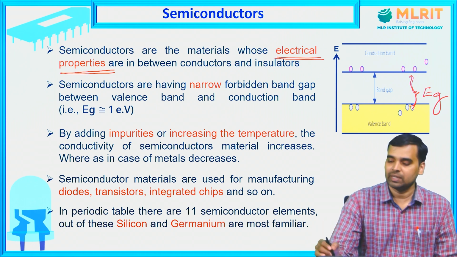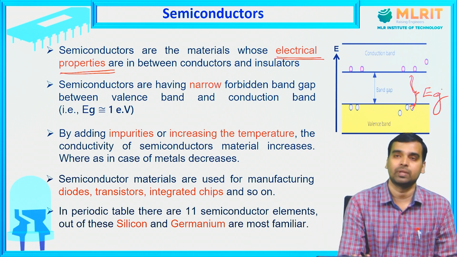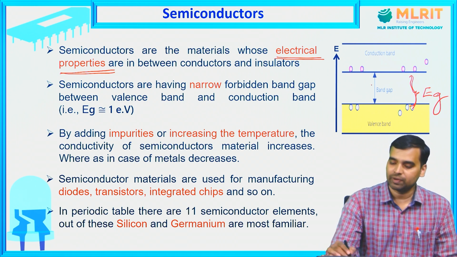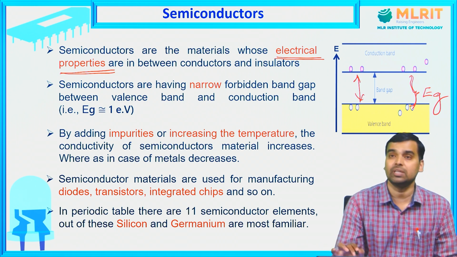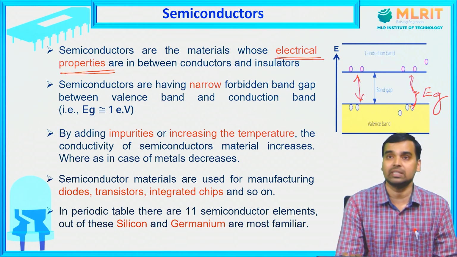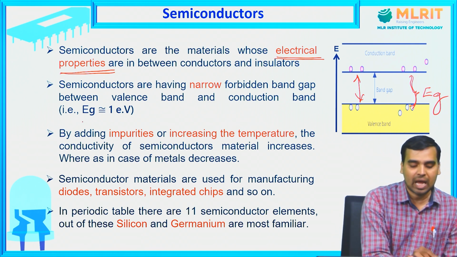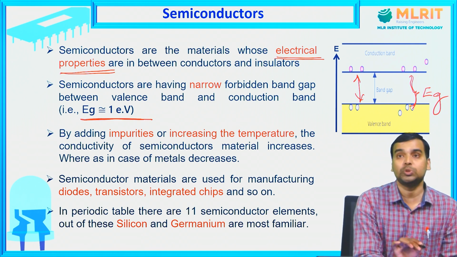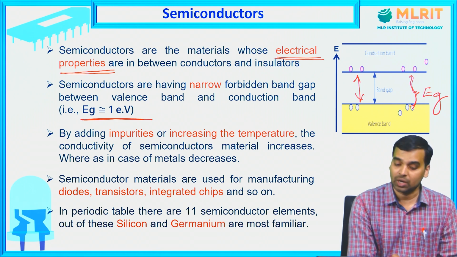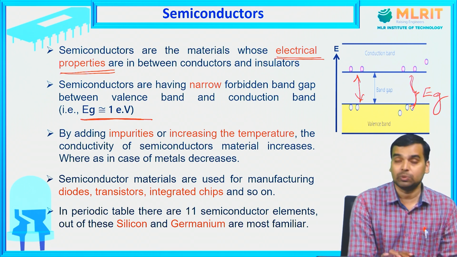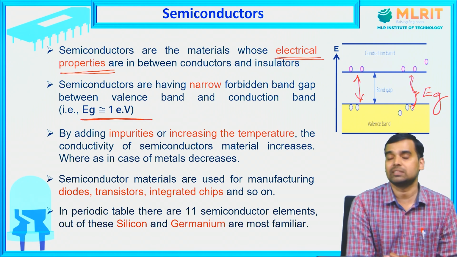In the case of conductors, this forbidden band gap is almost zero. In the case of insulators, this forbidden band gap is very large, and we can't get conductivity. Whereas in the case of semiconductors, there exists a narrow forbidden band gap of around 1 electron volt. Those solid metals are classified as semiconductors.